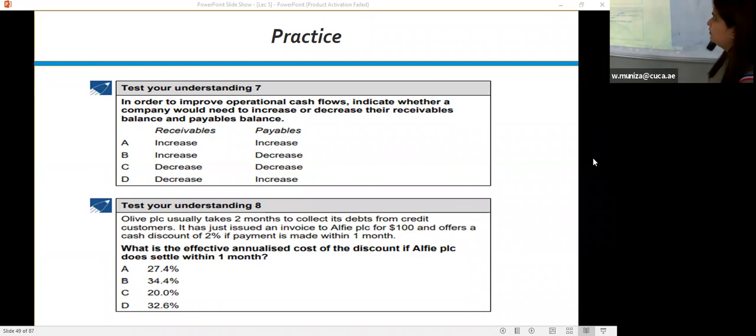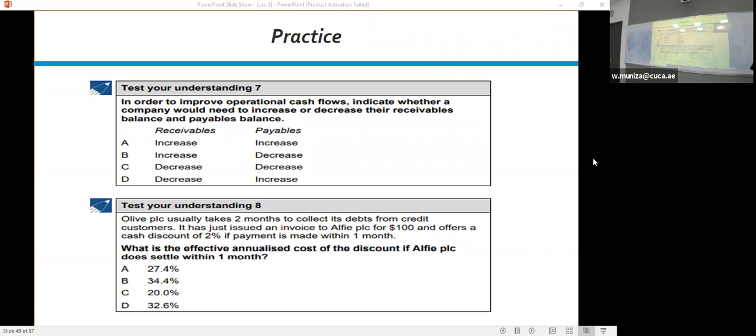In order to improve operational cash flows, indicate whether a company would need to increase or decrease their receivables balance and payables balance. What we have to do? What do you think, Atif? If we are going to decrease the receivables, are our cash flows going to be good ones? Liquid, right? It will be liquid. And what about the payables? If we are going to decrease the payables? Sorry? Increase the payables, decrease the receivables. Yes. So which option is the right one? C, B. No, it's an option.